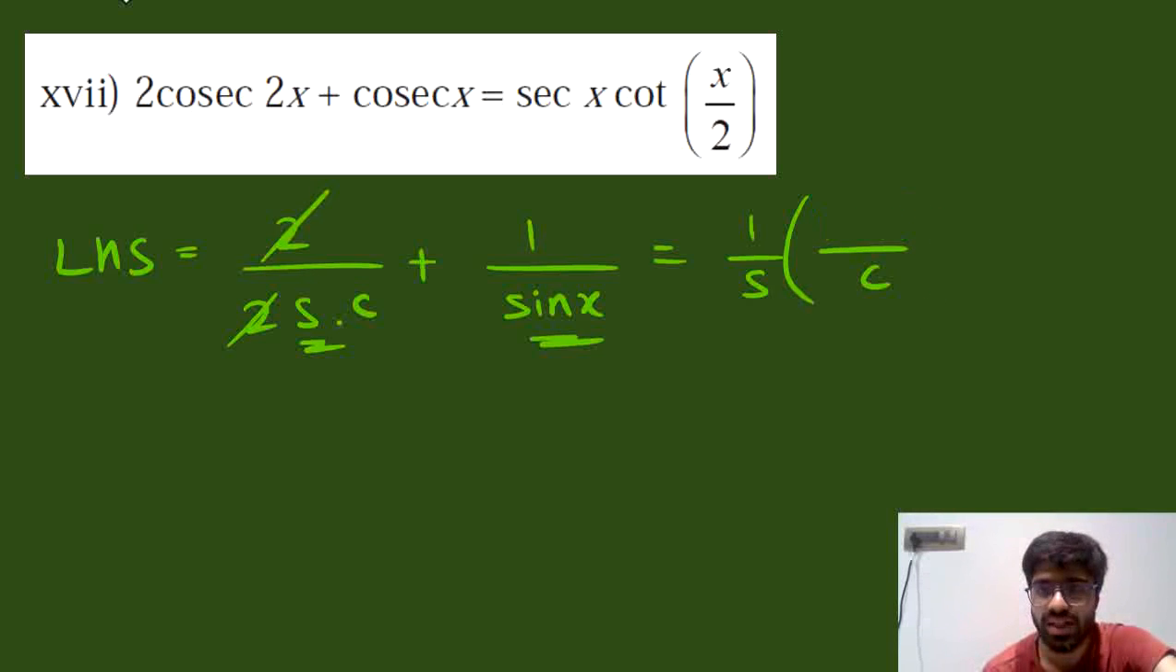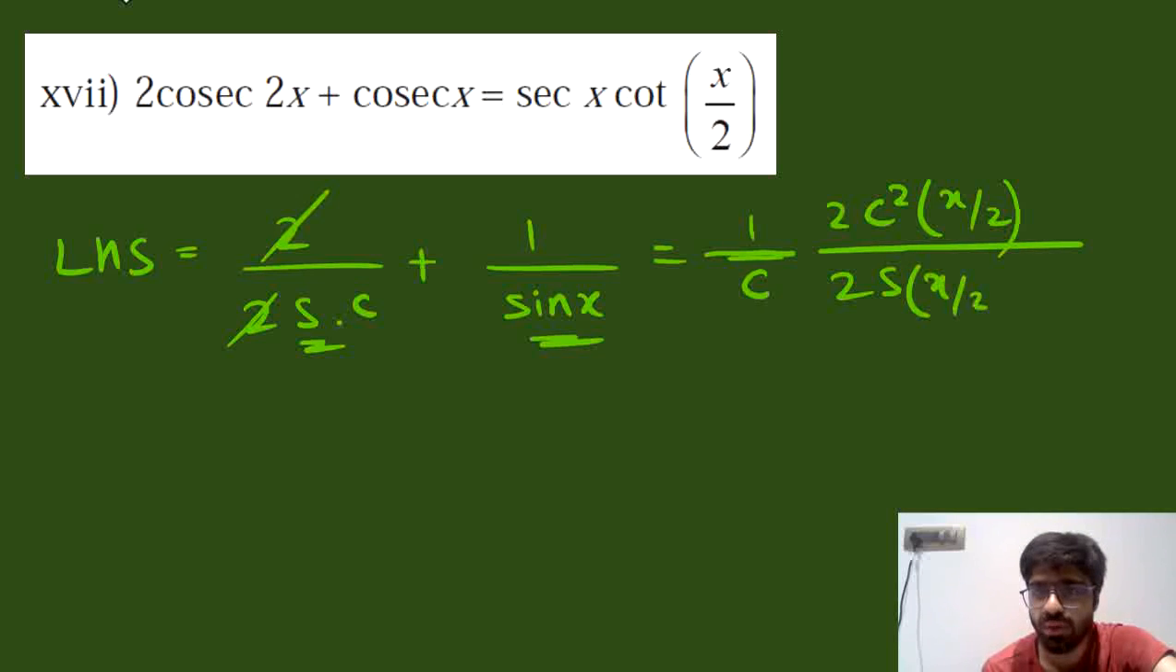And 1 plus cos x is basically 2 cos square x by 2. In the denominator also we can write sin x as 2 sin x by 2 cos x by 2. So let that cos x remain the way it is, and sin x is what we are writing as 2 sin x by 2 cos x by 2.